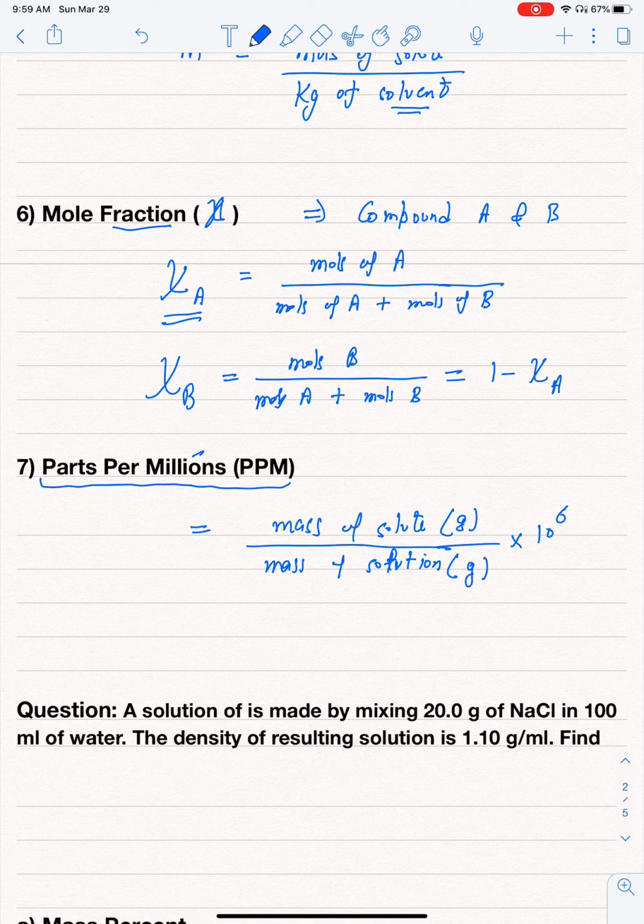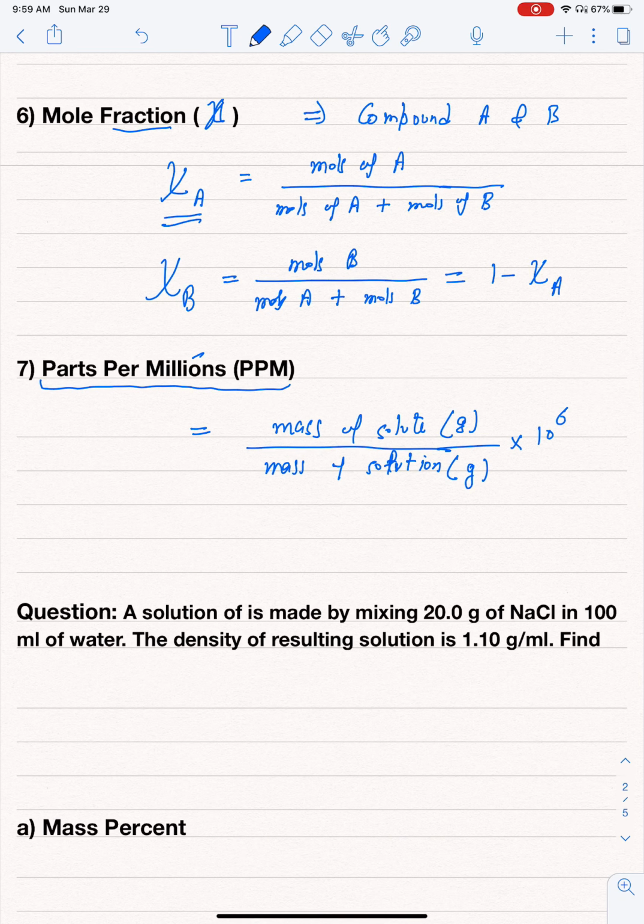When do we really use parts per million? Remember, we have small amounts of heavy metals in drinking water, and their concentrations are very small. So to measure the concentrations of those heavy metals in drinking water, we use either ppm or sometimes even ppb. I didn't write down the ppb here, but I want to mention what ppb is. ppb is actually parts per billion.